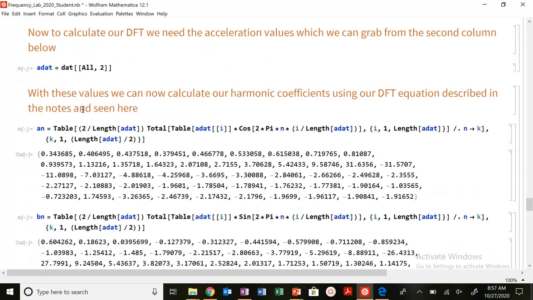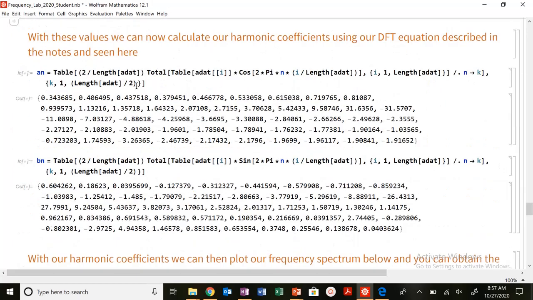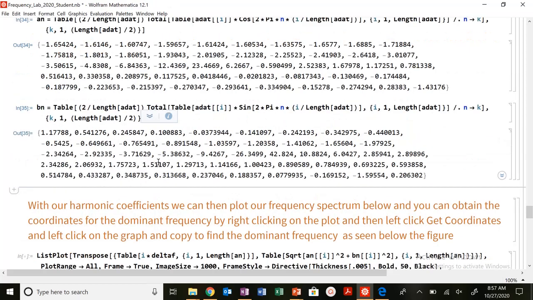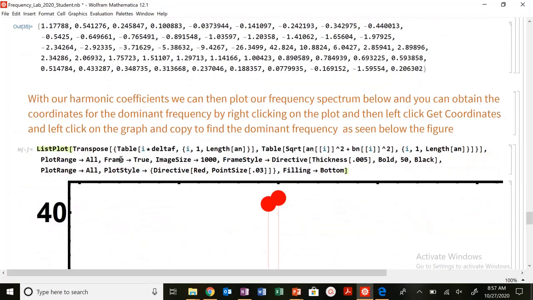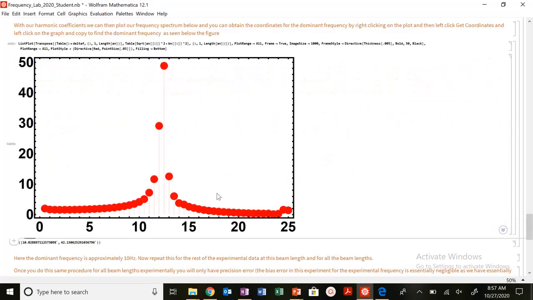So let's calculate our discrete Fourier transform. These are all my a data, basically my y values. Here's my A sub n. You're all experts at this now. Here's my B sub n. And then I can plot this. If I zoom out, there it is.